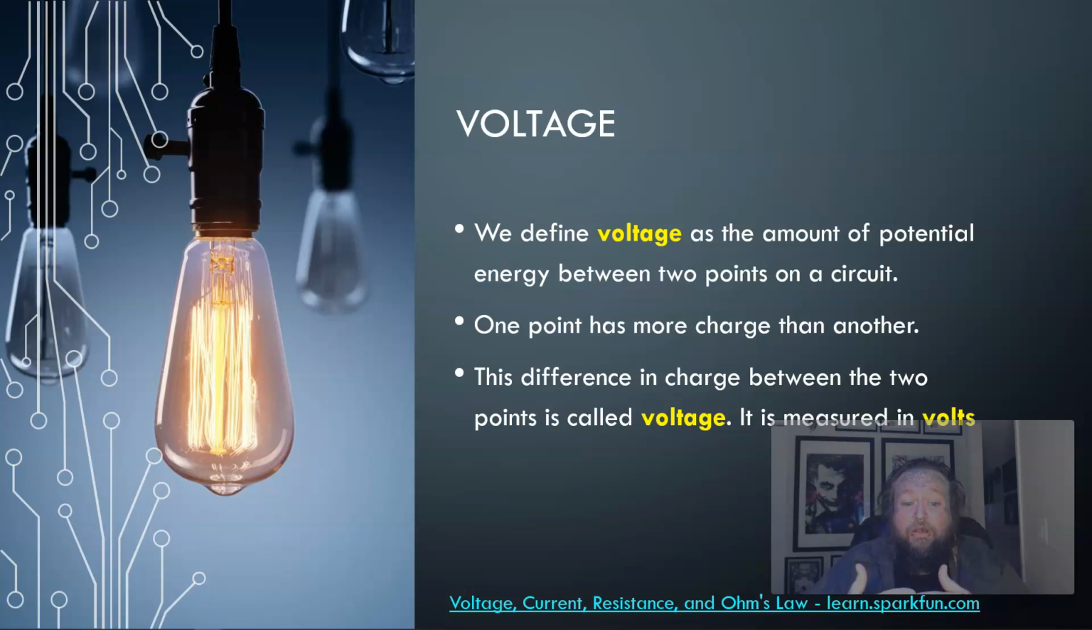One point has more charge than another. So it's kind of like a tank: this has more pressure versus lower pressure. This difference in charge between the 2 points is called voltage, and it's measured in a unit called volts. You're used to that when you've seen batteries, like a 1.5 volt battery or a 9 volt battery and so forth.